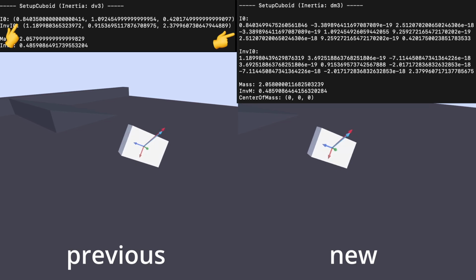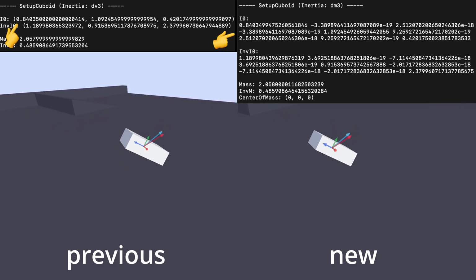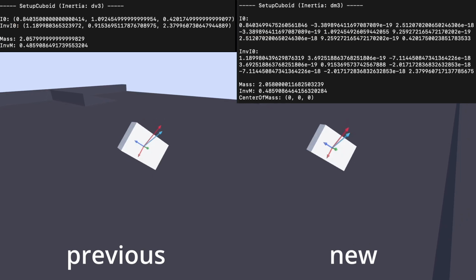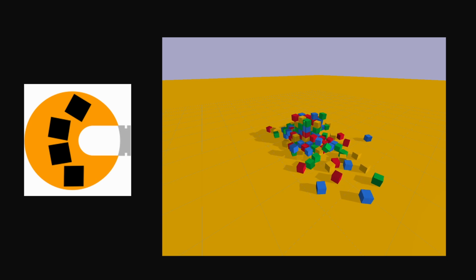The inertia tensor values are the same except for some tiny rounding errors that arise from the more complex method of computation. Besides testing against my previous version of the simulation, I again used the Bullet physics library to check whether my triangle mesh inertia tensor computation is correct.